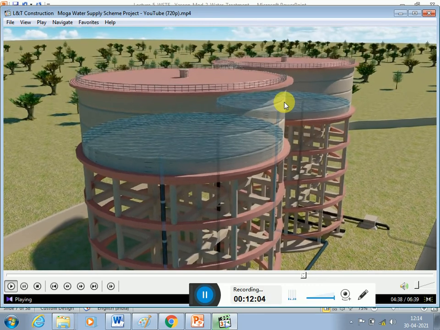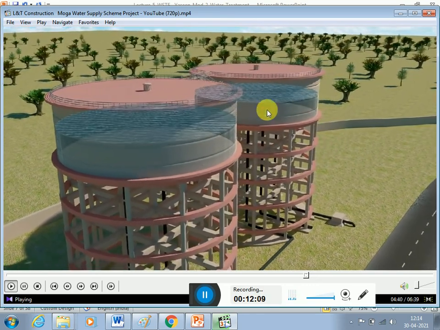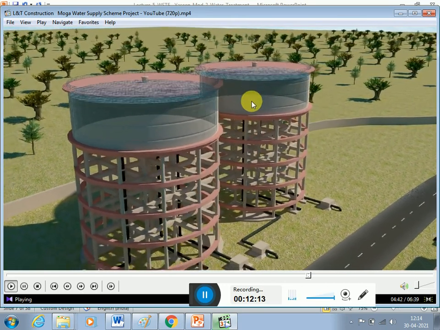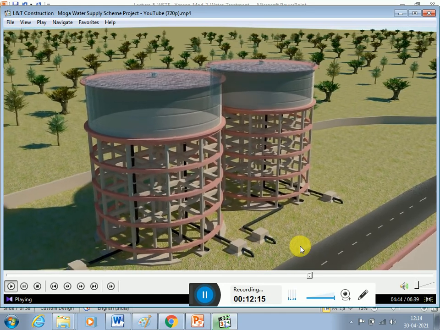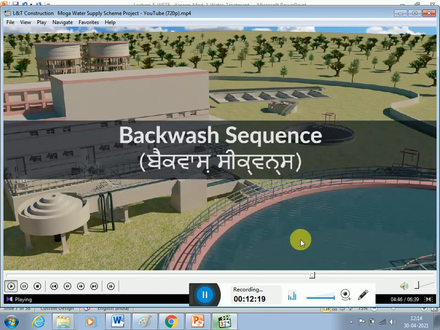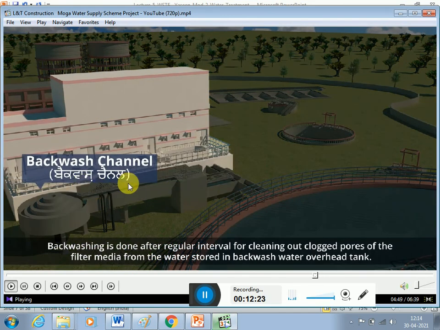Here, this water is stored in these tanks, and with the help of gravity, the water will be supplied to the different parts of the city. So this is the usual process which is adopted, and you can see the backwashing sequence now. This is the backwashing channel.